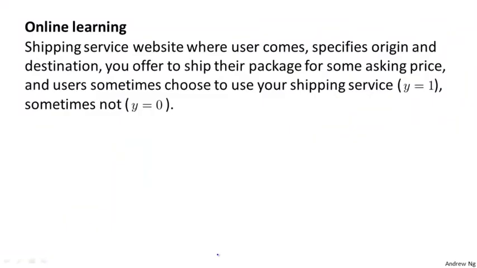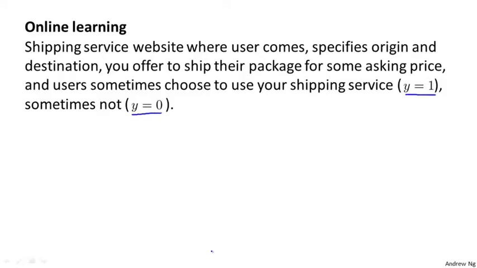Suppose you run a shipping service, so users come and ask you to help ship their packages from location A to location B. And suppose you run a website where users repeatedly come and tell you where they want to send the package from and where they want to send it to, so the origin and destination, and your website offers to ship the package for some asking price. So I'll ship your package for $50, I'll ship it for $20. And based on the price that you offer, the users sometimes choose to use the shipping service. That's a positive example. And sometimes they go away and do not choose to purchase your shipping service.